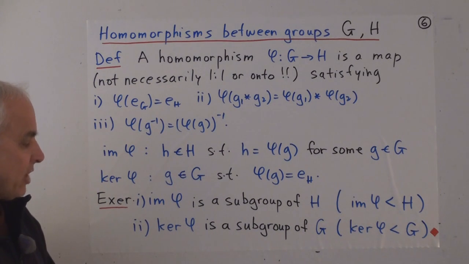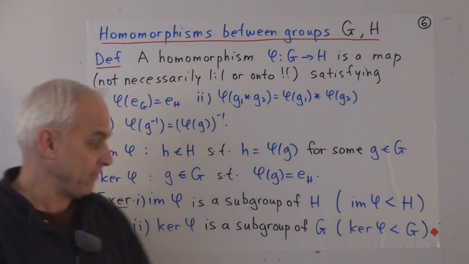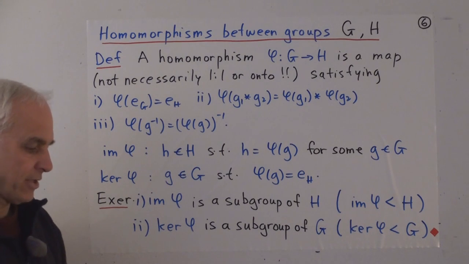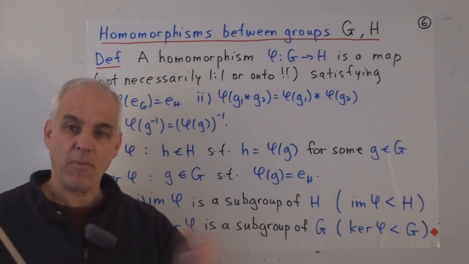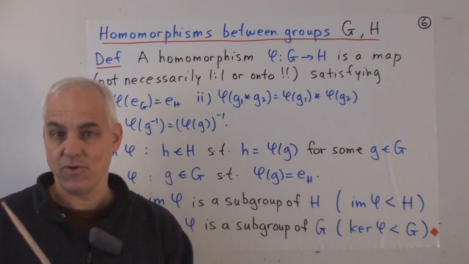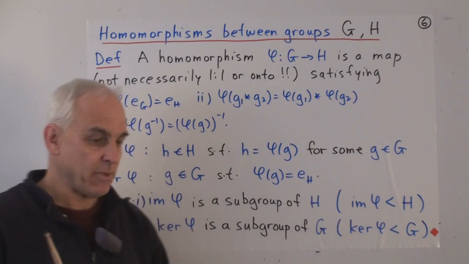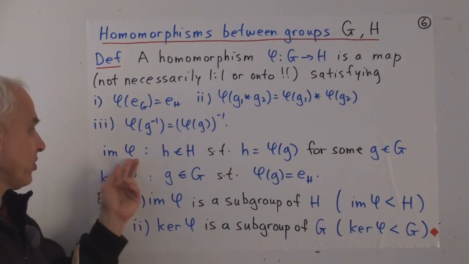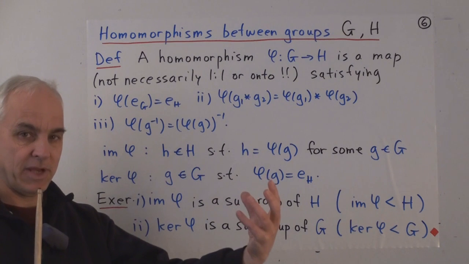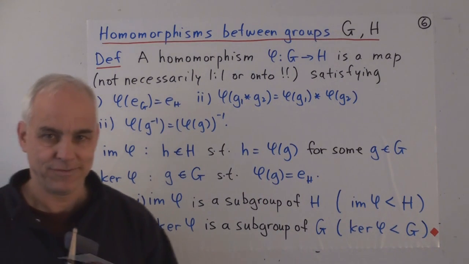In fact, in general, the kernel of phi has some extra property that makes it even more important. All right, so we have this general notion of homomorphism that allows us to relate 2 different groups. And associated to such a homomorphism are these 2 reasonably natural subgroups of the 2 groups: the image of the homomorphism in H, and the kernel of the homomorphism in G.